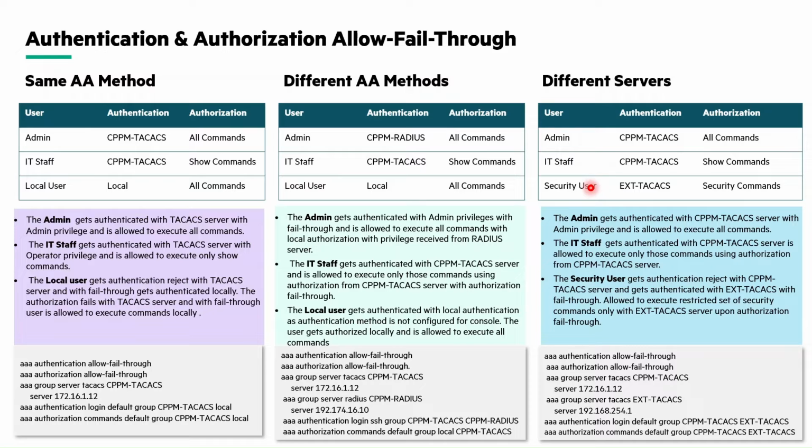Next comes the security user. He gets authentication rejected by the CPPM TACACS server because his credentials do not exist in that TACACS server, and he gets authenticated with the next authentication method, that is the EXT TACACS plus server, with the fail-through mechanism. He is allowed to execute only the restricted set of security commands with the EXT TACACS plus server upon authorization fail-through. So these are the sample use cases for authentication and authorization allow fail-through. We can come up with different use cases based on the need of the customer.